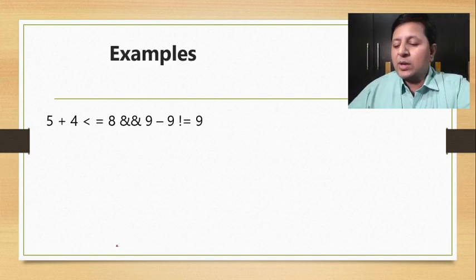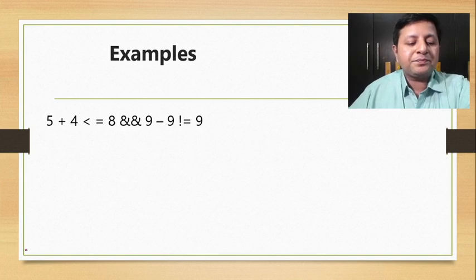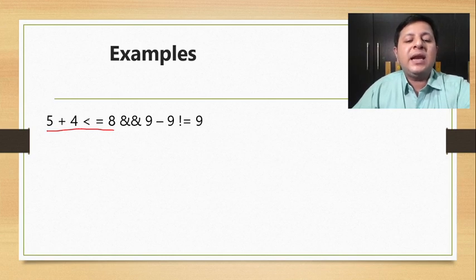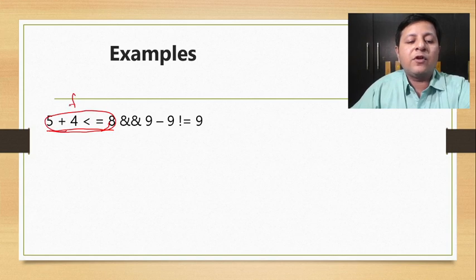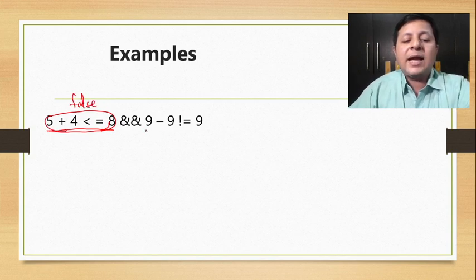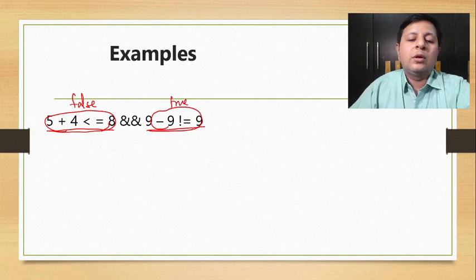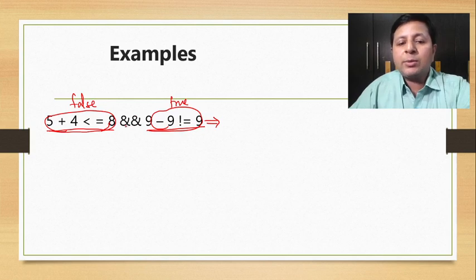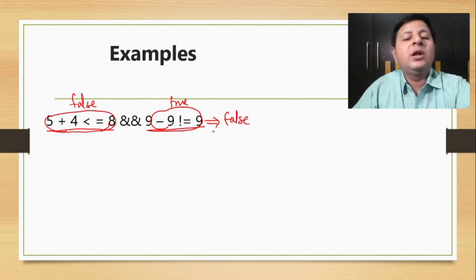So suppose I take this one. Let's see how it can be executed. So first we'll execute this expression. 5 plus 4, which is 9, less than or equal to 8. So the answer for this one is going to be what? False. Okay. 9 minus 9 is not equal to 9. Yes, 9 minus 9 is 0, which is not equal to 9. So answer for this is true. Right? So if at all you apply the rule of, or the truth table of AND, you can say false and true. The answer is going to be false, because for AND to be true, both the sides must be true. Okay, let's take one more example.